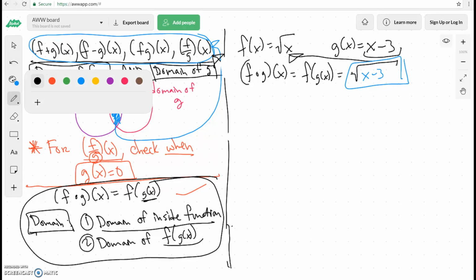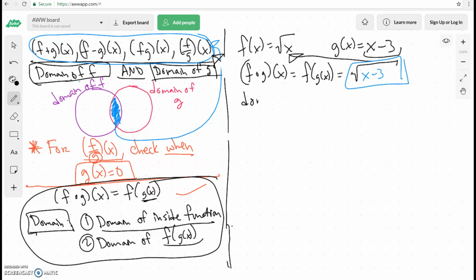Now let's go ahead and try to figure out the domain of this. So the domain of this particular function has to be found in two steps. The first step is finding the domain of the inside function. My inside function in this case was g of x, and g of x is just x minus 3. And like we said, a polynomial just has a domain from negative infinity to positive infinity. Okay, so that's my inside function.